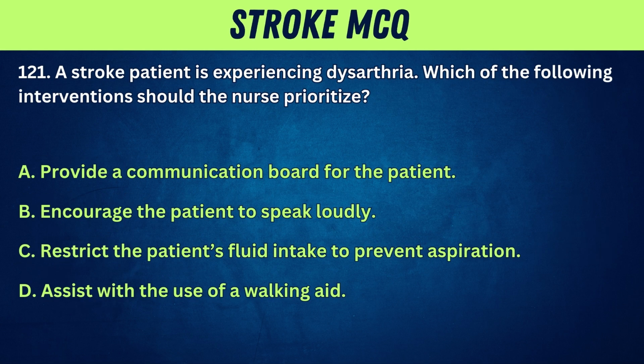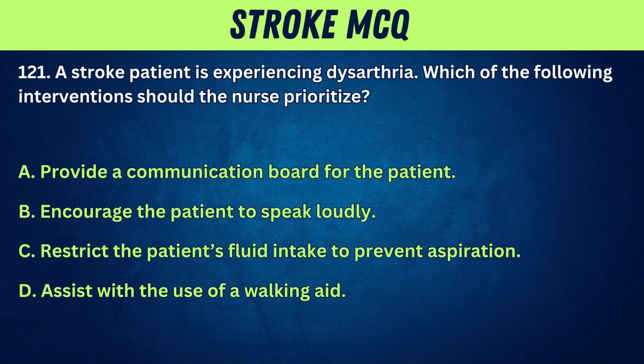121. A stroke patient is experiencing dysarthria. Which of the following interventions should the nurse prioritize? A. Provide a communication board for the patient. B. Encourage the patient to speak loudly. C. Restrict the patient's fluid intake to prevent aspiration. D. Assist with the use of a walking aid.